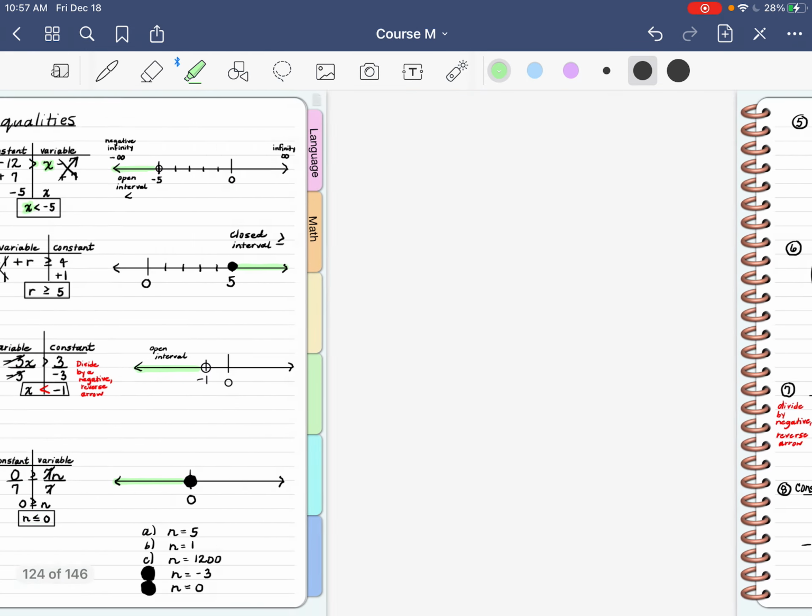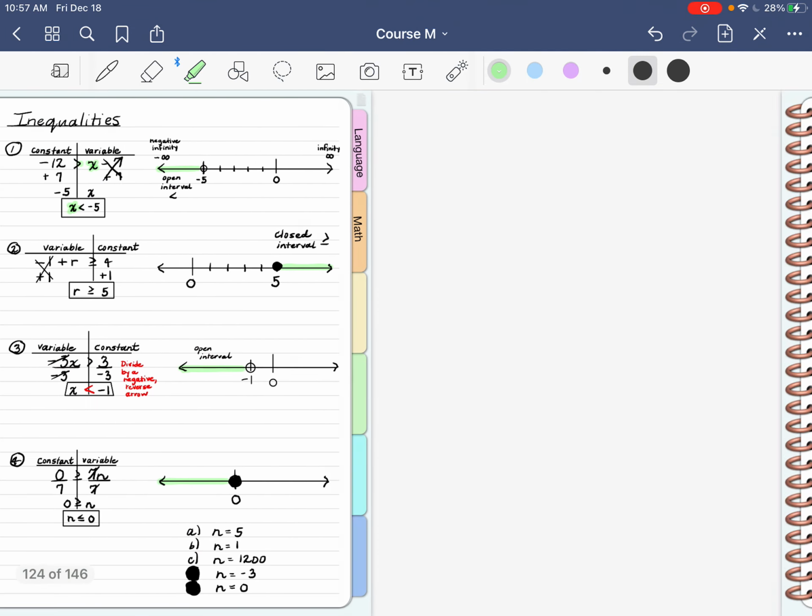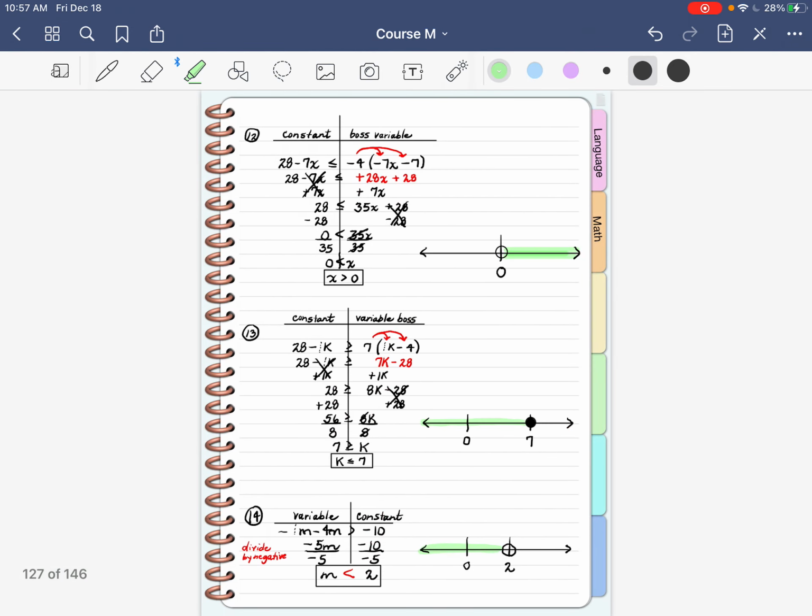And there are 14 inequalities and their graphs. In the next video, we'll fill in our circles, and then we will be done with inequalities.